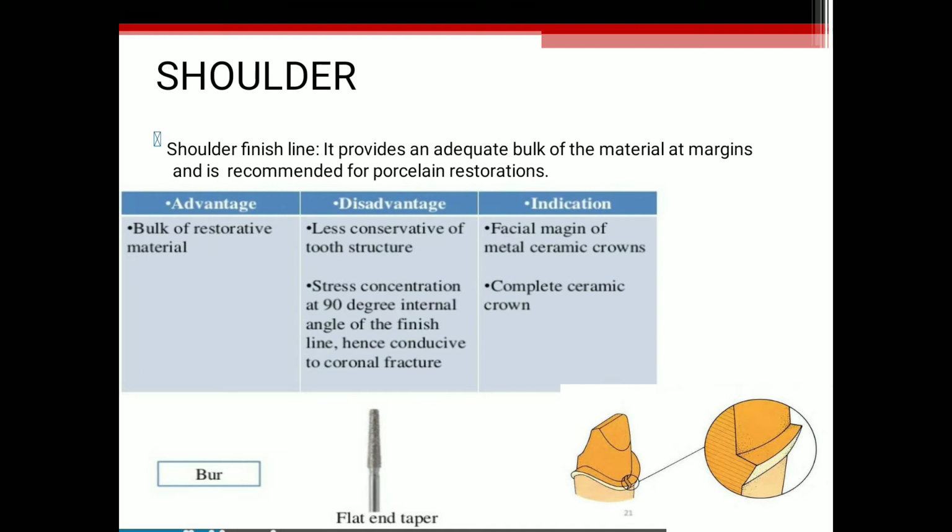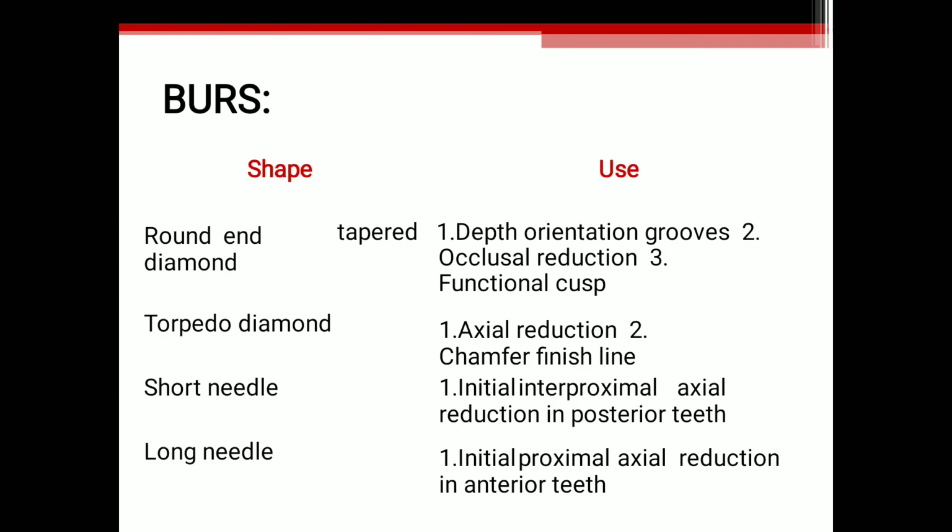All these things have been discussed in your previous class. These are the points you have to remember when you are doing your cast metal preparation. You have to remember the principles of tooth preparation. You have to remember which margin you are giving, whether supragingival or subgingival. Then which finish line you are giving, whether a chamfer finish line, a heavy chamfer finish line, or a shoulder finish line, and what type of burs are used in your preparation, either cast metal or PFM. There will be round and diamond burs, torpedo diamond, short needle, long needle.